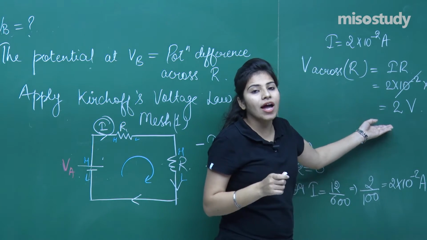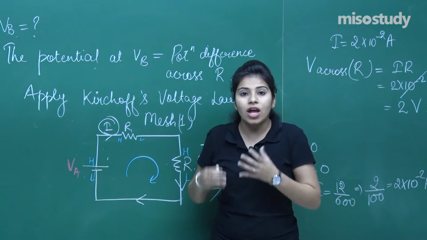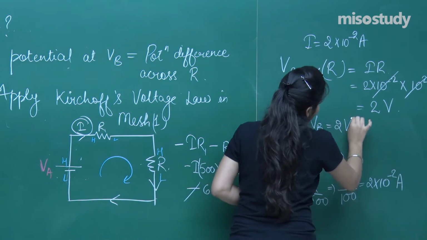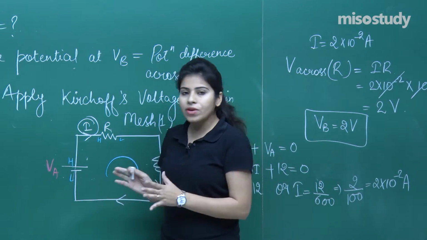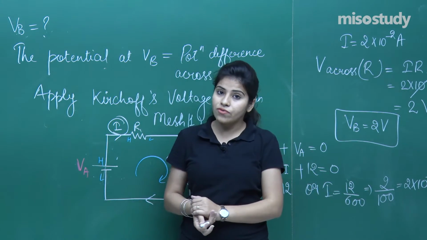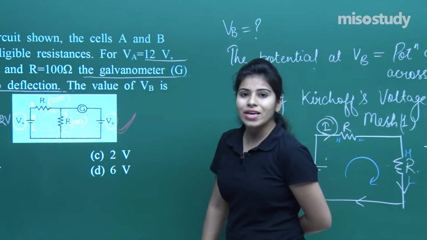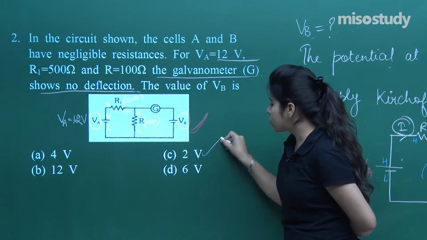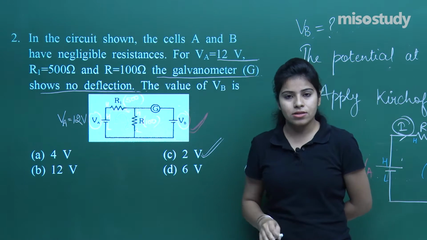Now because we know that potential across R will be equals to the potential across VB, that means VB should be what? VB should be equals to 2 volt. Definitely, right? So now we have our answer as 2 volt and we have to verify in the options whether it is present or not. So yeah, we can see here that option number C is the correct choice. So let me just tick mark over this. 2 volt is the correct answer.